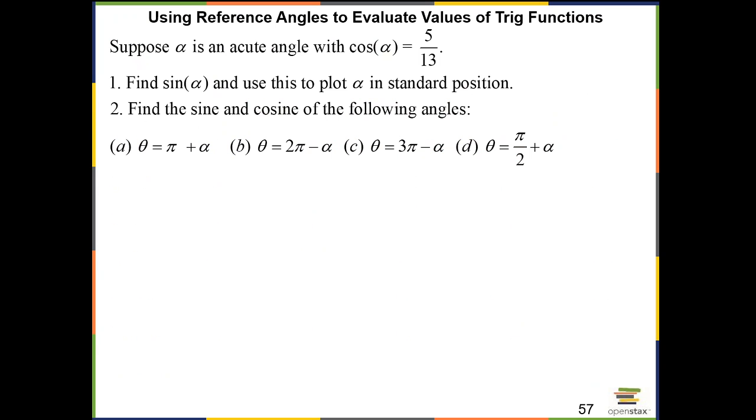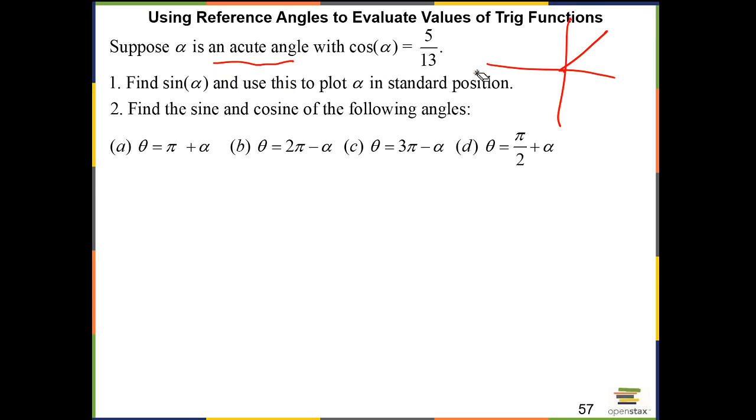All right, suppose alpha is an acute angle. Acute means between 0 and 90, so that means alpha is in the first quadrant, with cosine alpha equal to 5 over 13. Find sine and use this to plot alpha in standard position. And then number 2 is find sine and cosine of the following angles that are related to alpha.